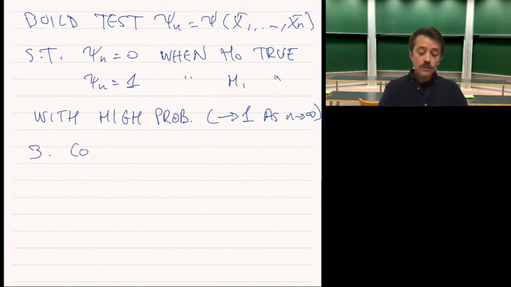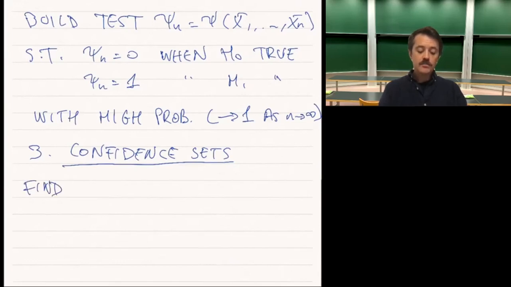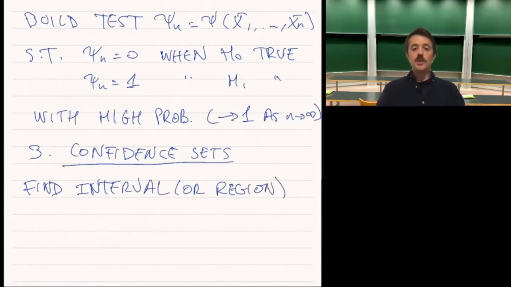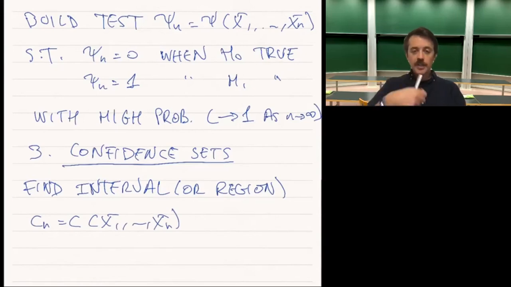And now let me introduce the third main goal of statistical inference: confidence sets, or confidence regions. What we wish to have here is to find an interval or a region. It could be more general than just an interval. Let's call it Cn. Again, this depends on the data, and in the case of an interval, the endpoints are measurable mappings of the data. If it is a more general region, then every point that features in this region is a mapping that has to be measurable with respect to the data.